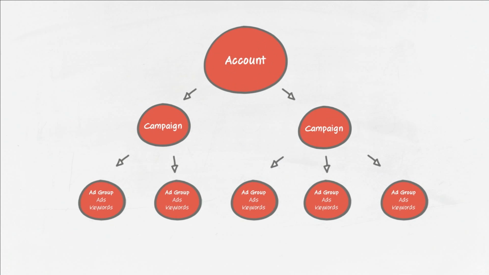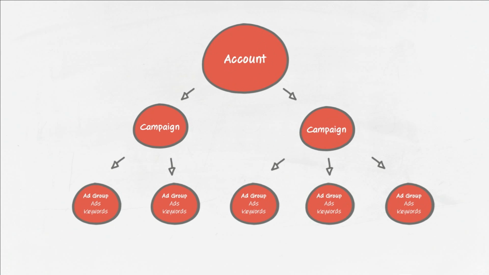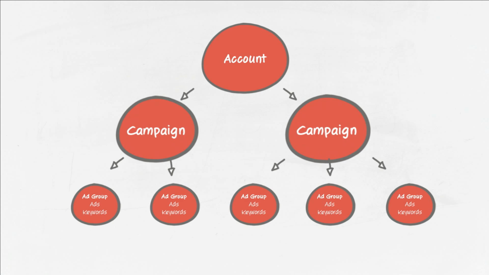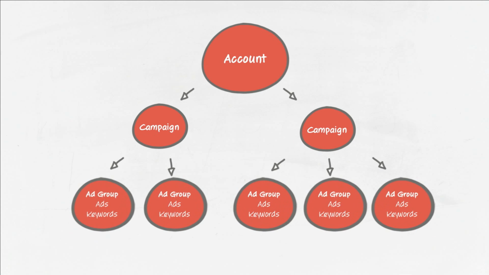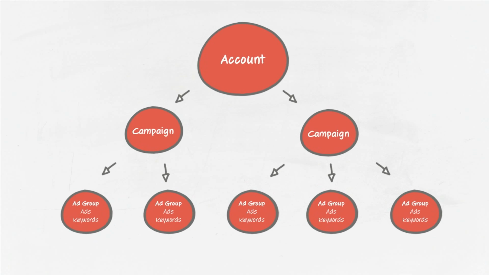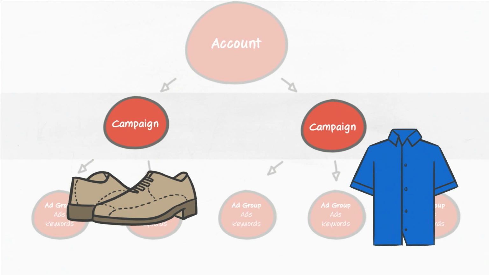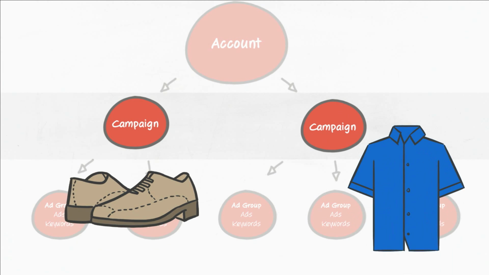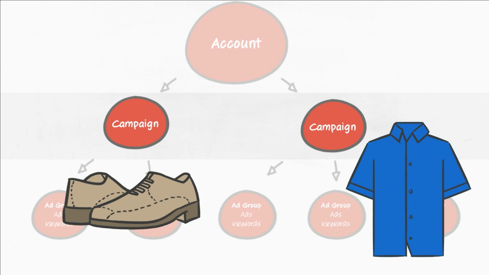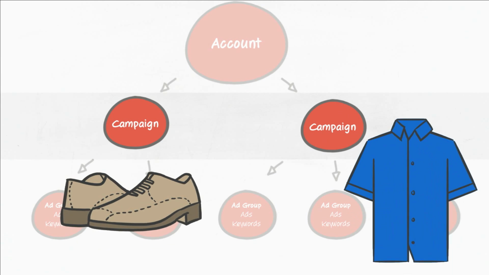There are four main parts to your AdWords account structure. Those parts are campaigns, ad groups, ads, and keywords. Let's start by taking a look at campaigns. If your business offers a variety of products and services, or serves multiple types of customers, then campaigns allow you to categorize your products or services into broad groups.